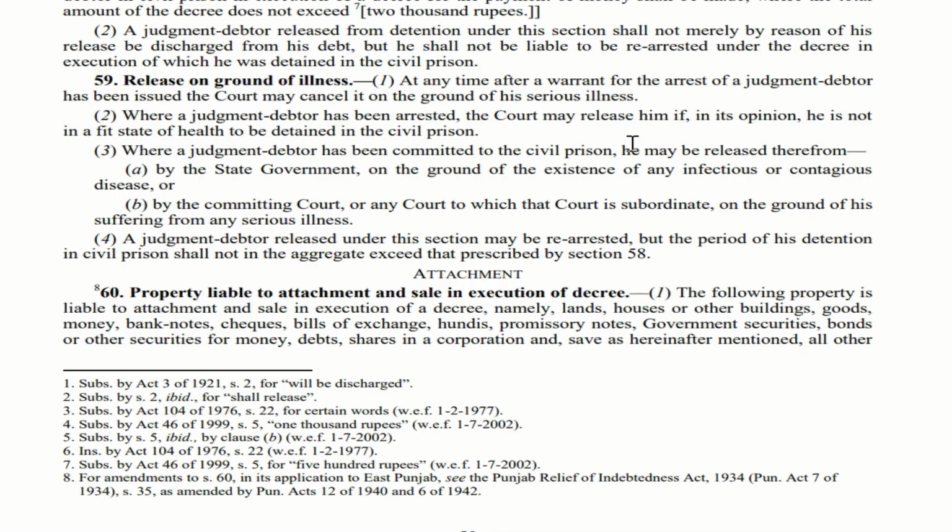Let us move to section 60. Attachment. Property liable to attachment and sale in execution of decree. There are certain things which you need to know when you file a petition for execution of a decree. There are certain things which can be attached, and certain things which cannot be attached. All these aspects are completely discussed in this particular section.